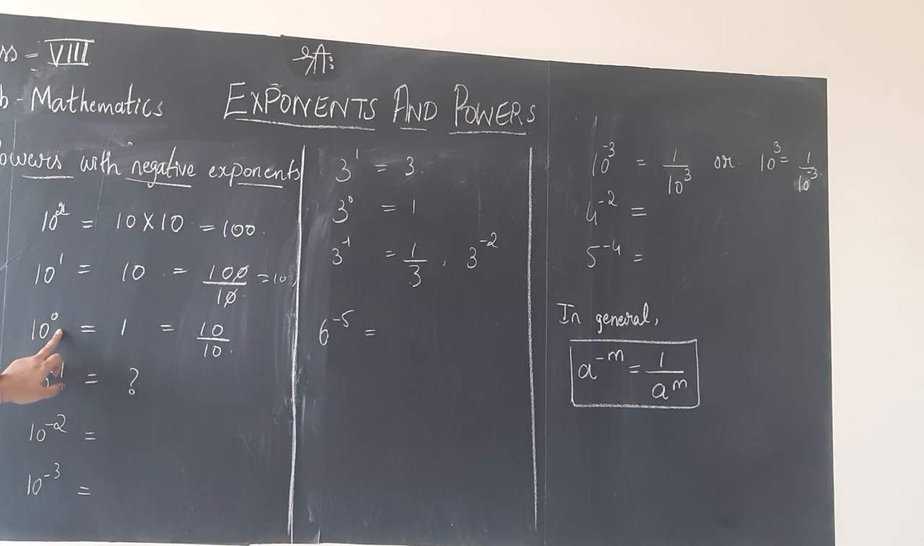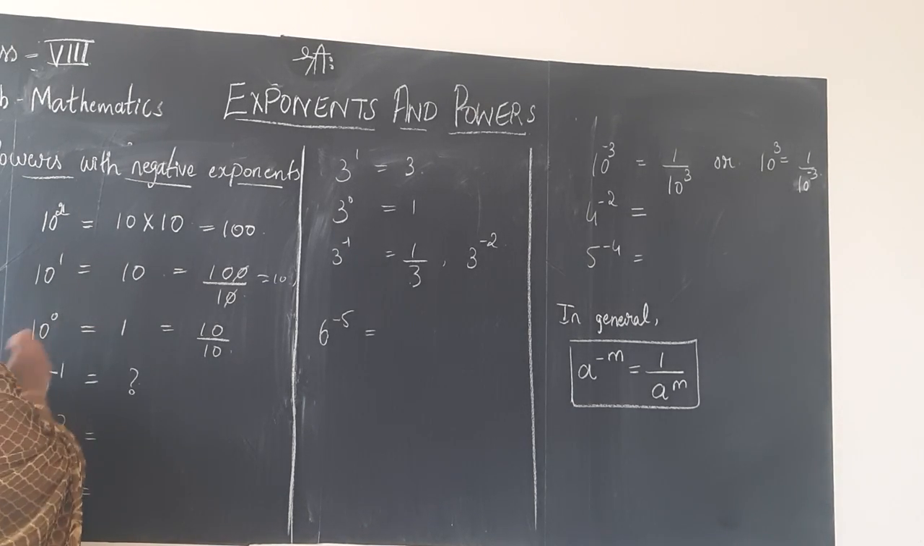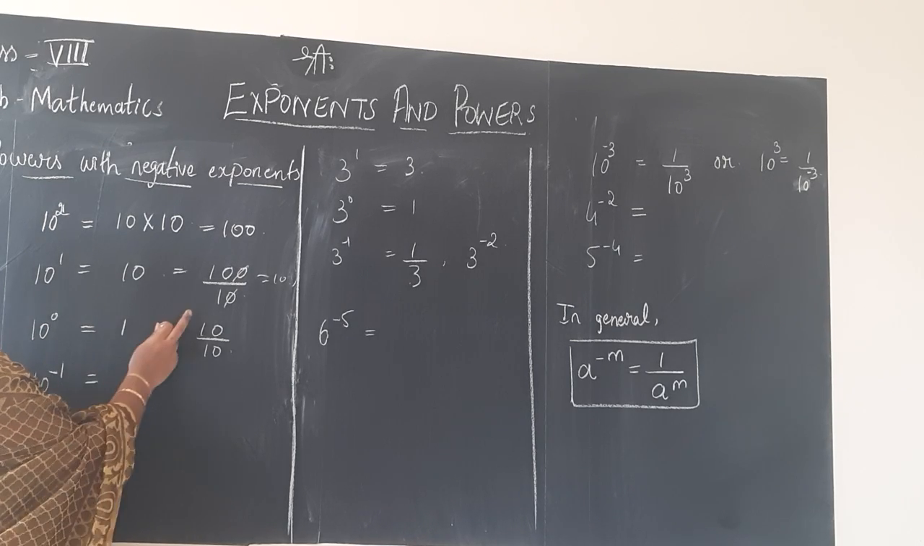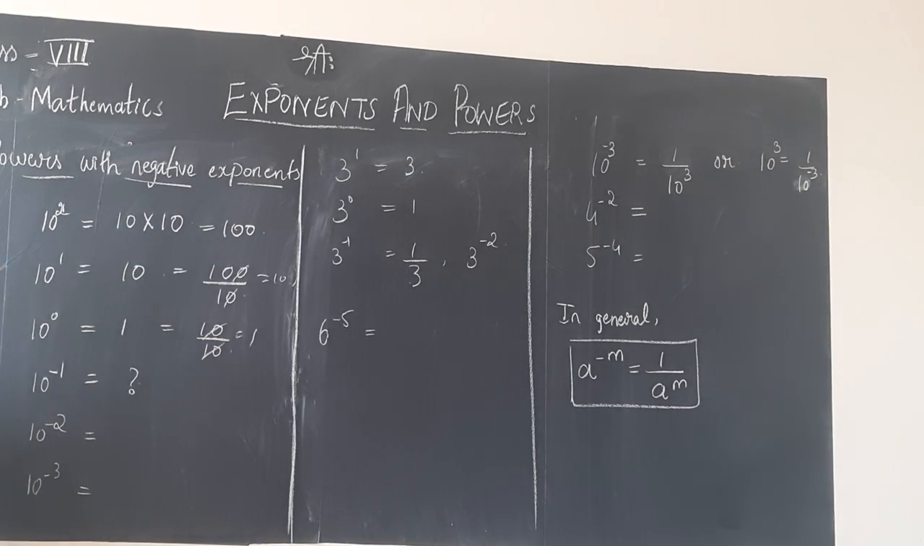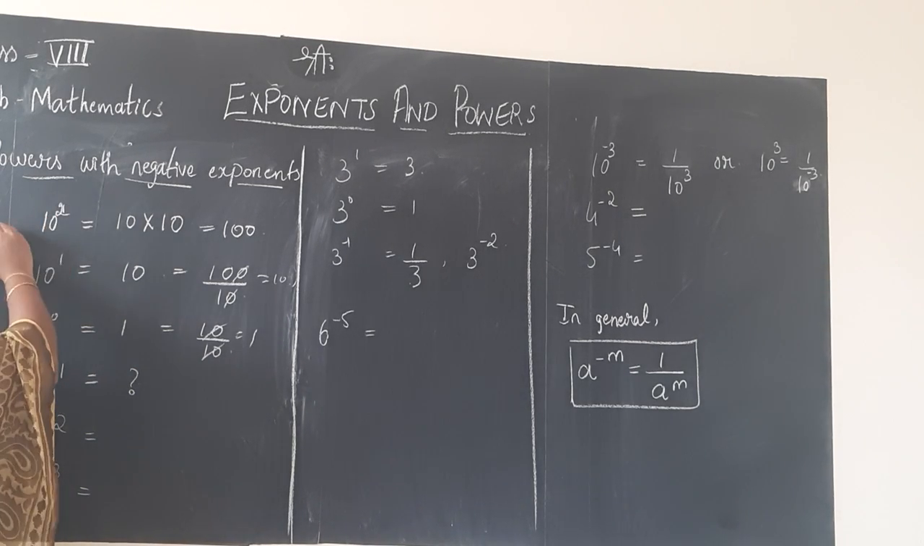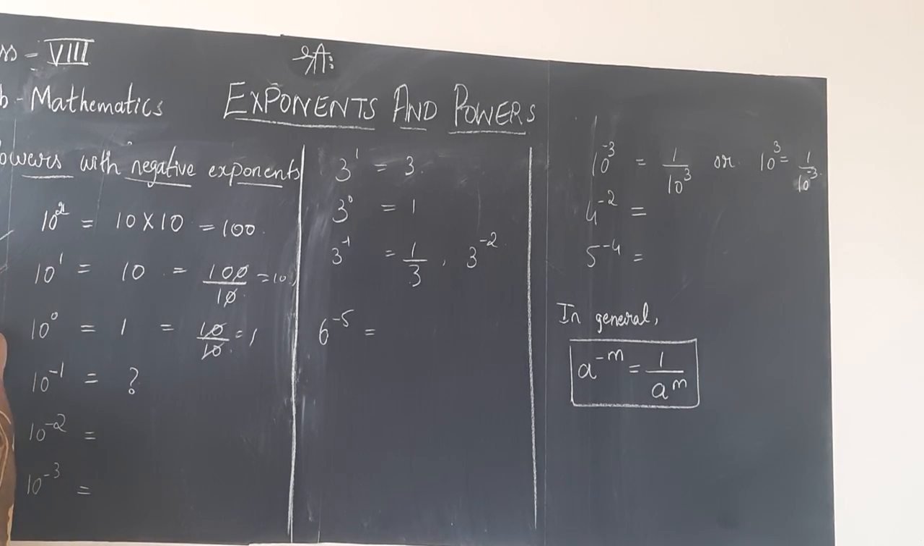Next, one more power I will decrease. So it will become 10 to the power 0. Just now under law of exponents we studied that any number to the power 0 is 1. So obviously 10 to the power 0 will be 1. 10 to the power 0, or 1 if you want, what it should be in terms of 10? 10 divided by 10. What is 10 divided by 10? It is clearly 1.